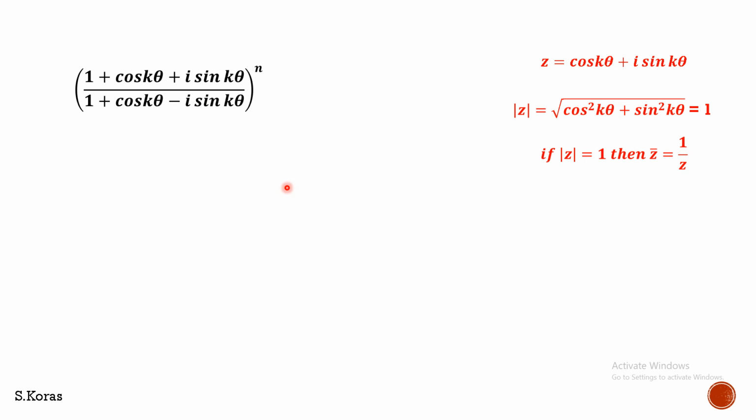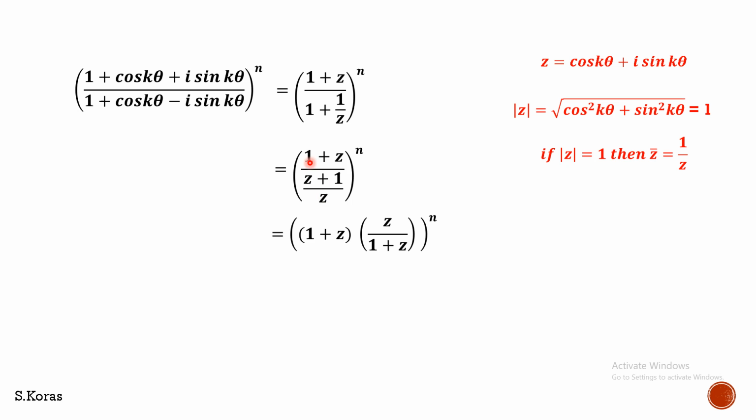So if we apply this to this problem, it will be like this. That is 1 plus z, 1 plus, if this is z, this is our z bar. The formula says z bar is equal to 1 by z because the modulus of z is equal to 1. So instead of this we can write 1 by z. Now let us try to simplify this. That is 1 plus z in the numerator. If you take LCM, that is z plus 1 by z. Now let us take the reciprocal and simplify it. Our answer will be 1 plus z into its reciprocal, that is z into 1 plus z. Now 1 plus z and 1 plus z get cancelled, and our answer will be simply z power n.